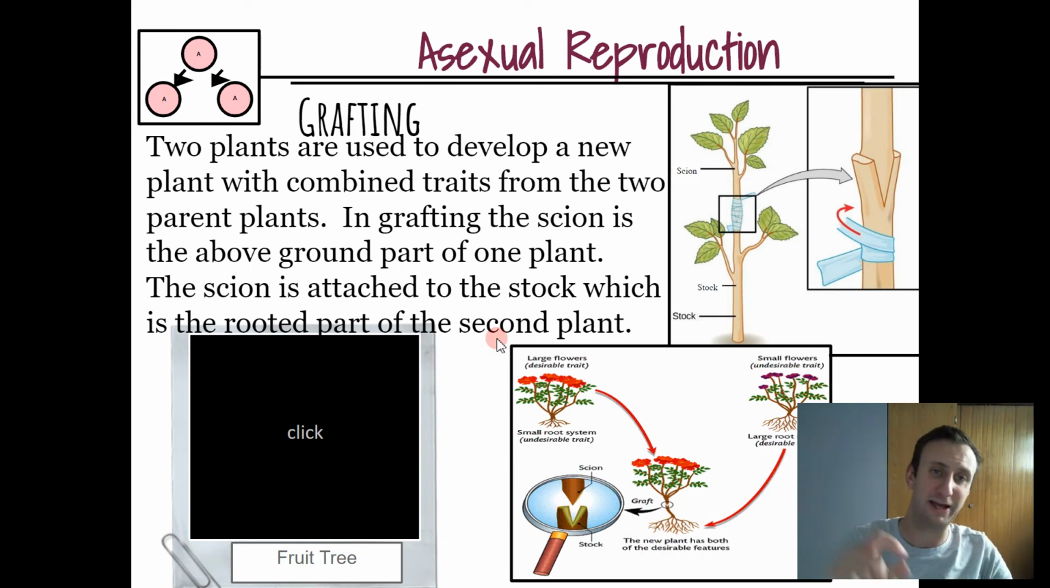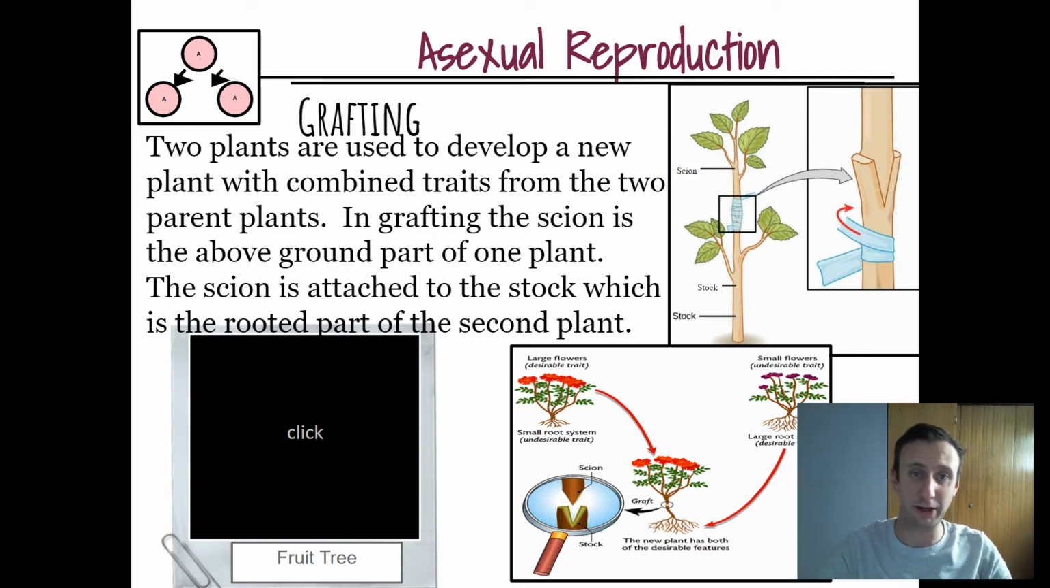This is a little bit different. I personally don't think this fits very well into vegetative reproduction, but whatever, it's in here. Grafting is where we take a piece of a plant, like a branch, and attach it to a different plant. So two plants are used to develop a new plant with combined traits from the two parent plants. That's a little bit deceiving. What we do is take one branch from one plant and put it into another plant, cut it in, and then seal it up. As a result, we end up having a branch from a different plant on a plant.